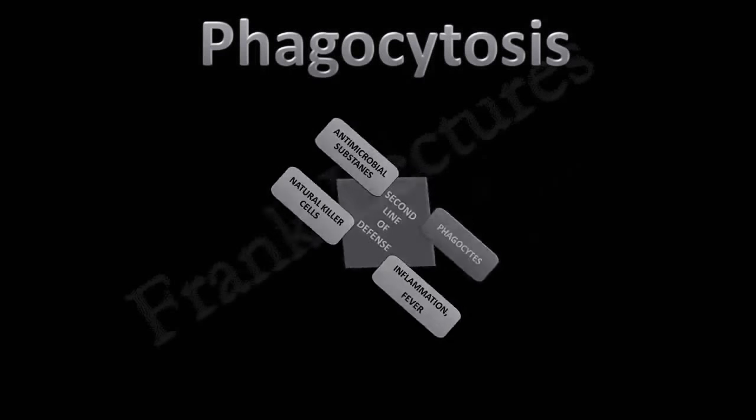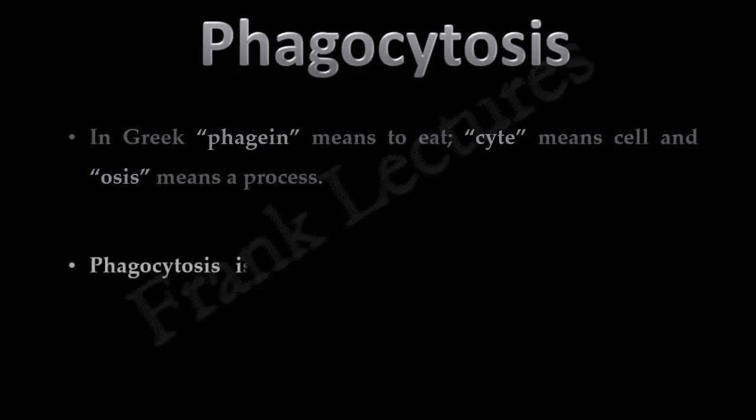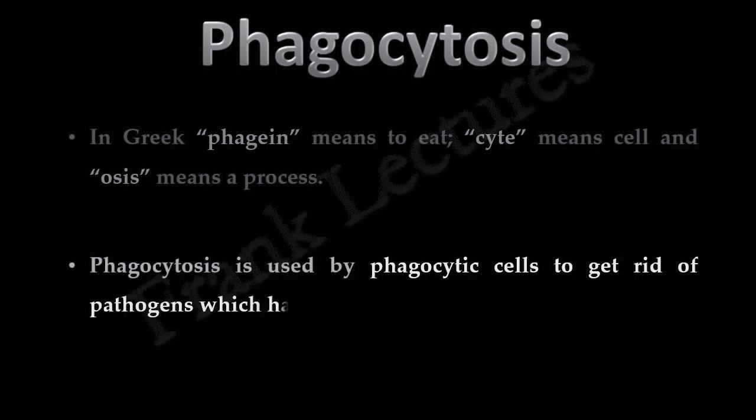In Greek, phagin means to eat, cyte means cell, and osis means a process. So, phagocytosis is a process of ingestion and uptake of microbes and other substances via cell. Phagocytosis is used by phagocytic cells of our immune system to get rid of the pathogens which have breached first line of defense.